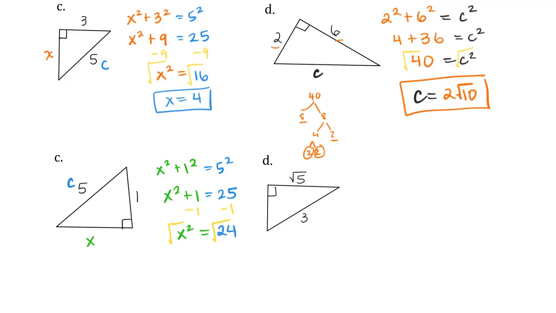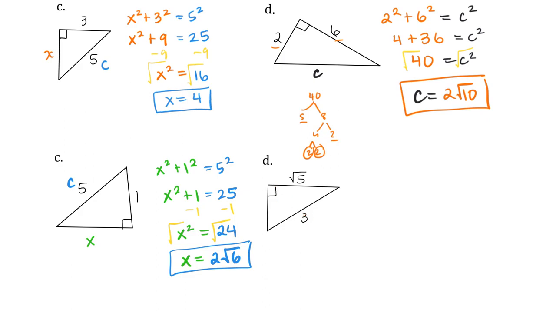Okay, square root of 24. It's irrational. Does it simplify? Yeah, it's 4 times 6, so square root of 4 is 2, so it's 2 square root 6. Or you're going to make a factor tree and simplify. And let's look at D.